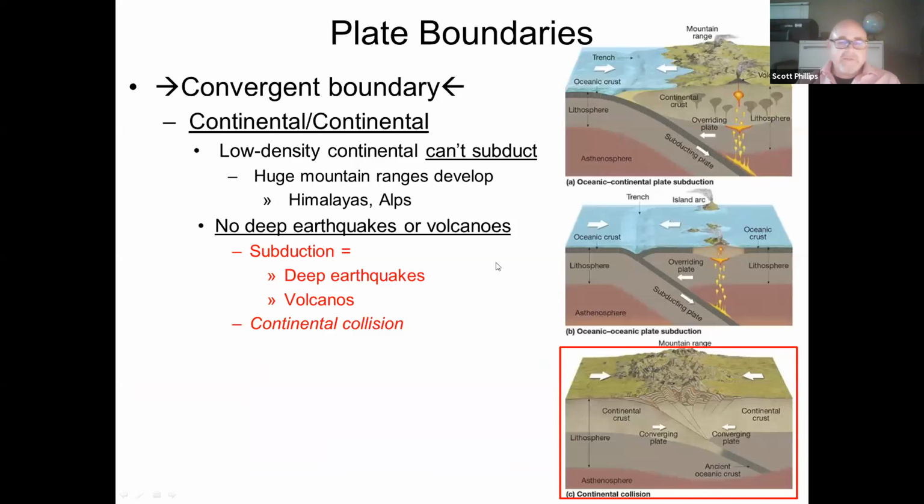So where you have subduction, you have very deep focus earthquakes and volcanoes. Otherwise, it's more of a continental collision. It's more just happening at the surface. You don't have subduction where two continents collide.